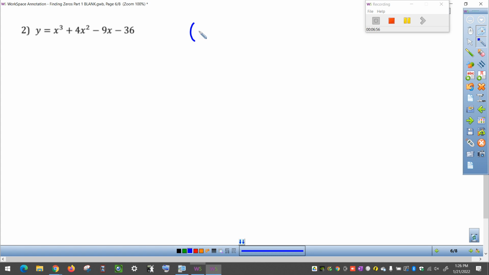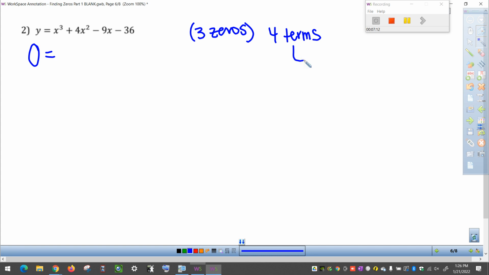All right, so let's look at the next problem. It looks like this one also has a degree of 3, so we're going to have 3 zeros at the end. We're going to start off the same way. We're going to set y equal to 0. Notice that this one has 4 terms. So we're going to think about factor by grouping.